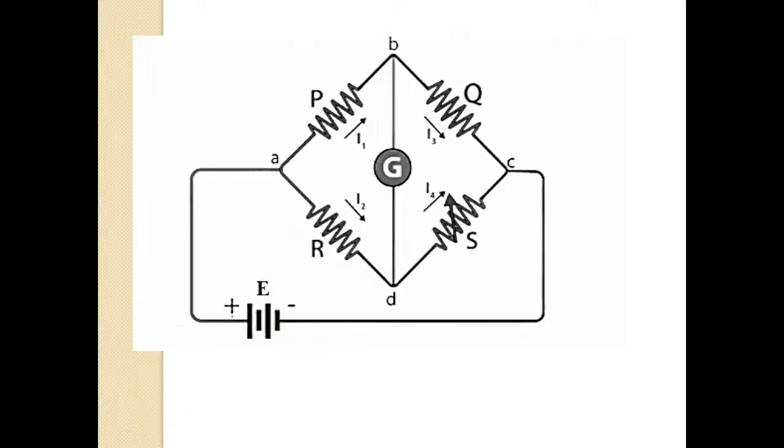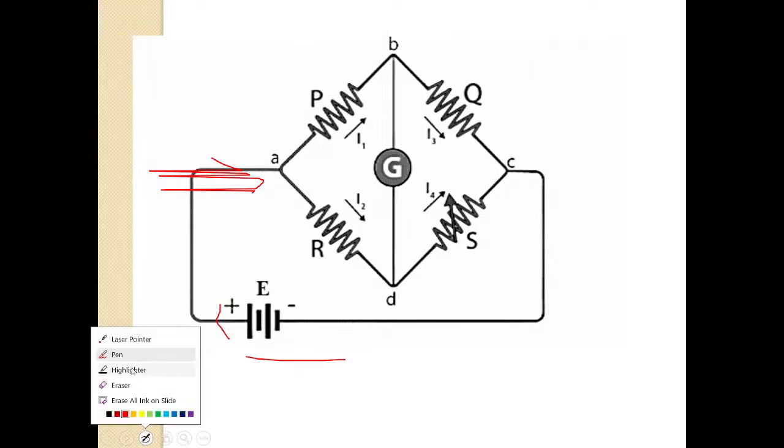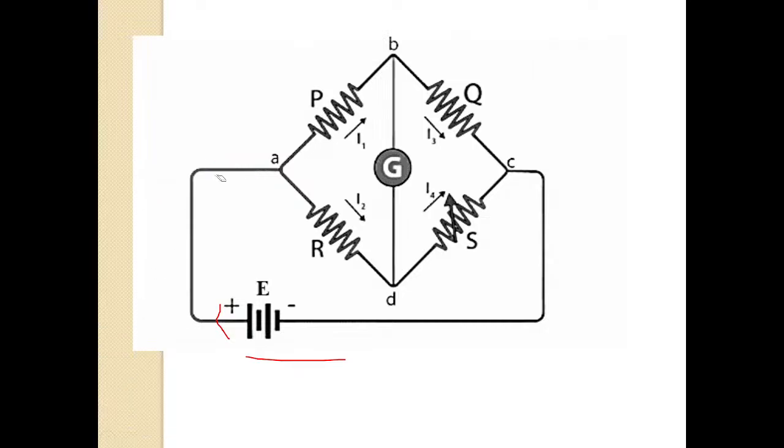Now I'll take the pen. This is my voltage source. Current will start to flow from the positive terminal, come out of it, and flow like this. When it reaches terminal A, what should happen? Current should divide. At terminal A, current will divide into two parts.